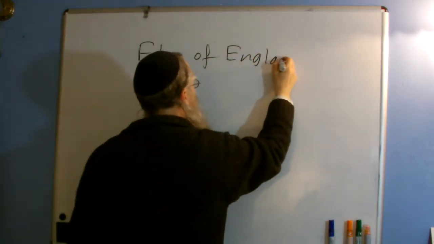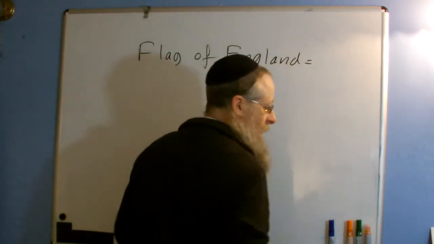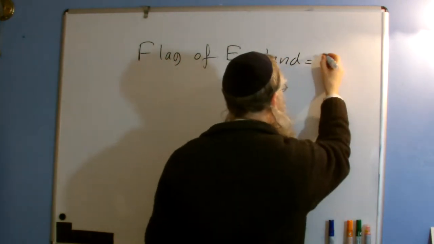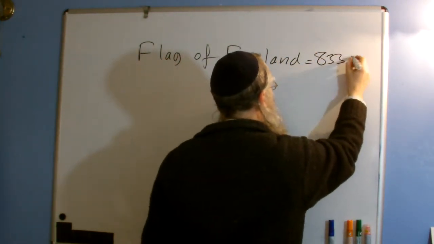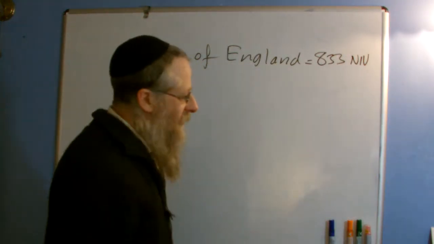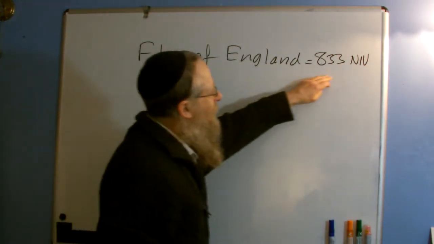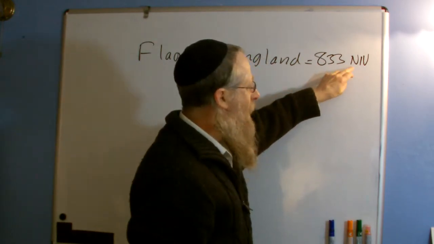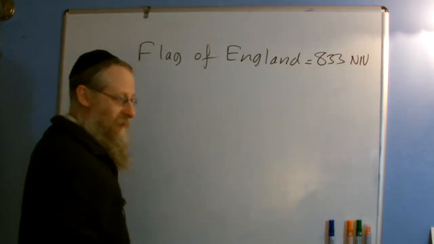Flag of England, this has an NIV value of 833. I think I was going to use the red colour, but never mind. So 833 is the NIV value. That was the fourth one I just showed you.